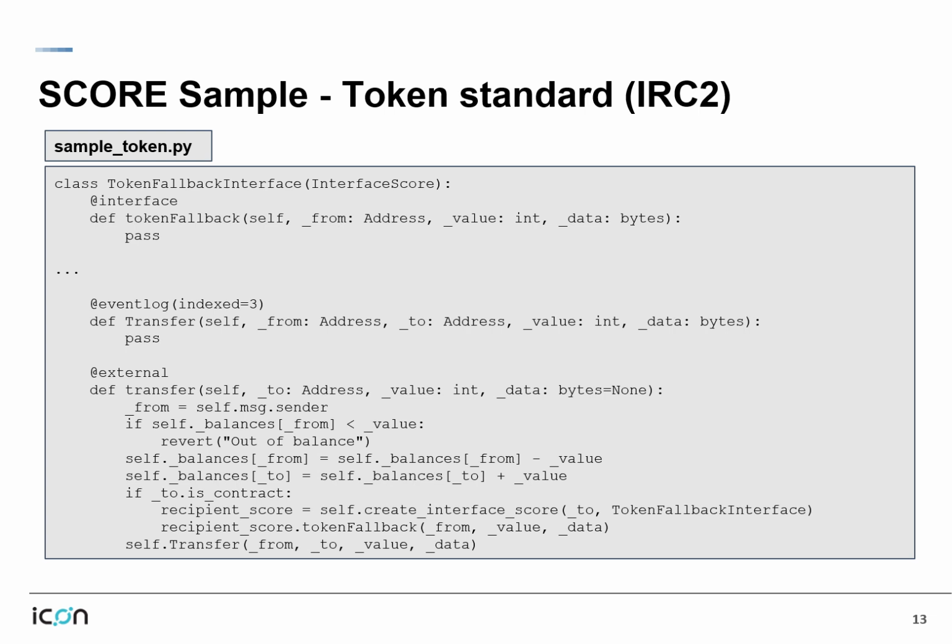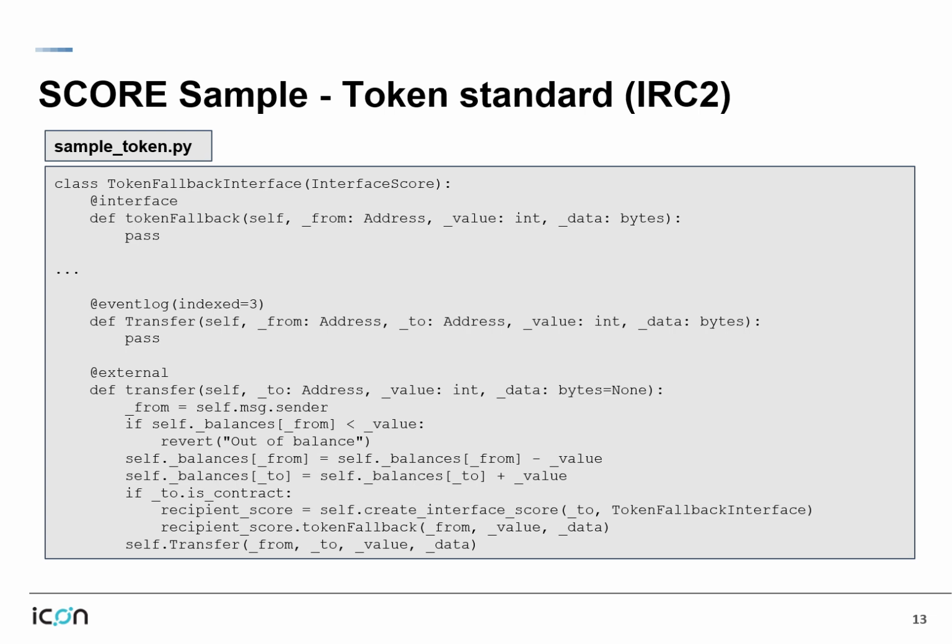To invoke other SCORE's functions, you need to define a dummy interface class by inheriting InterfaceScore. If the other SCORE has a function that has the same signature as defined here with the interface decorator, then that function can be invoked via the InterfaceScore class object. If there is no matched function in the to address, it will raise an exception and this transaction will fail.